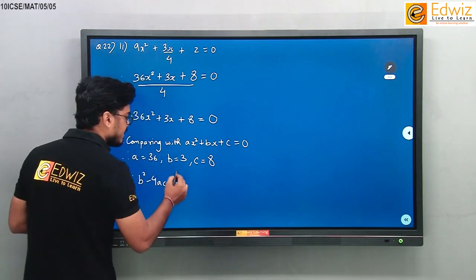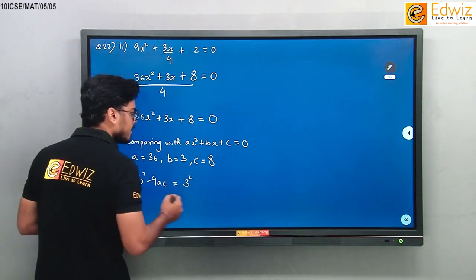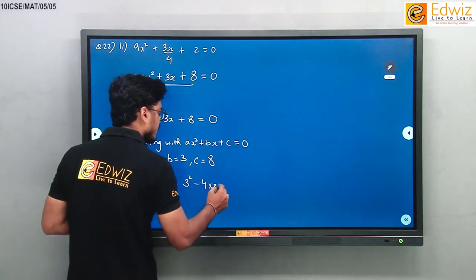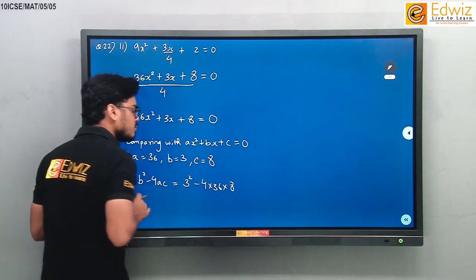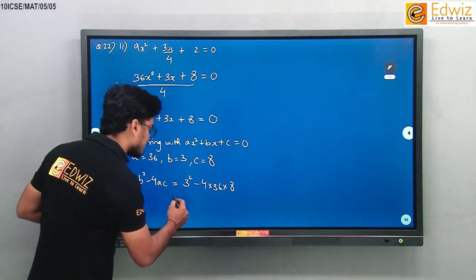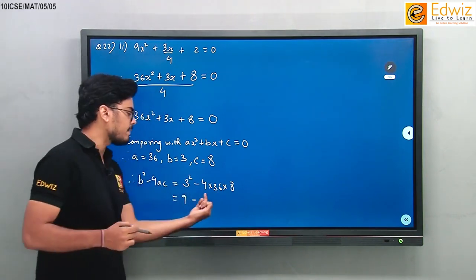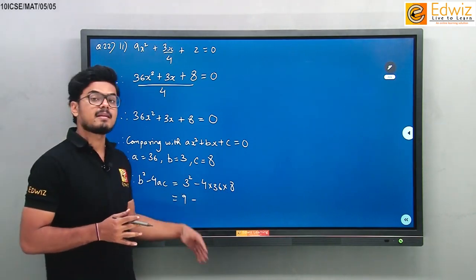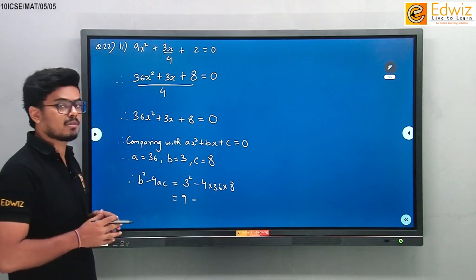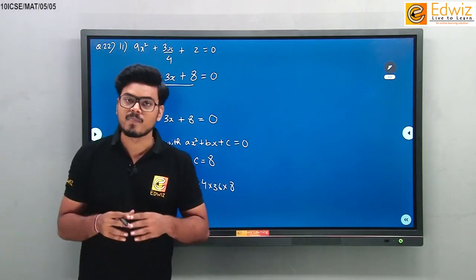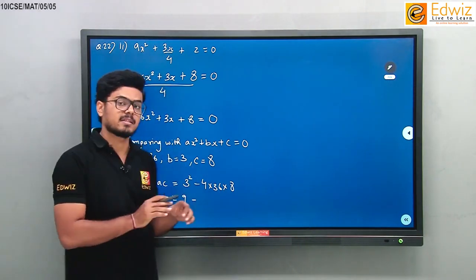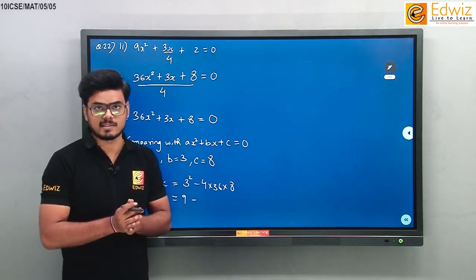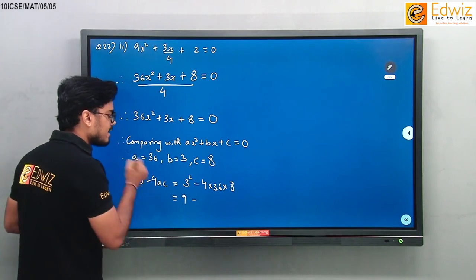So b square here is 3 square, correct, minus 4 times 36 multiplied by 8. As you can see, 3 square is just 9, and if we multiply this, it is a very big number, a lot bigger than 9, so we will get a negative value, which makes the value of b square minus 4ac less than 0, which means that this equation will not have real roots. So it is not possible for us to solve this. But let us just show that it is negative.